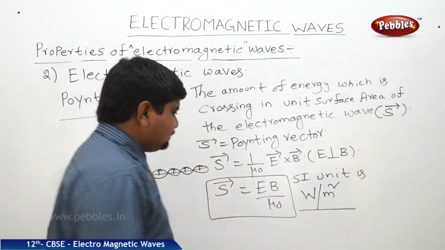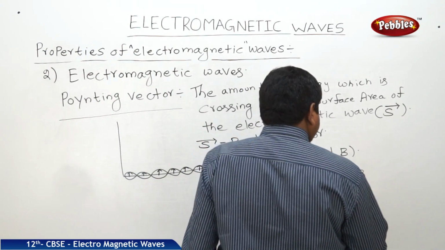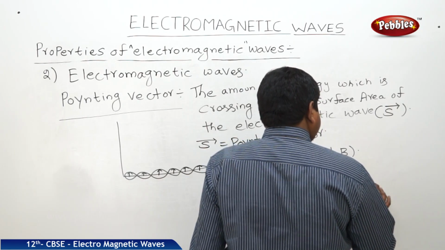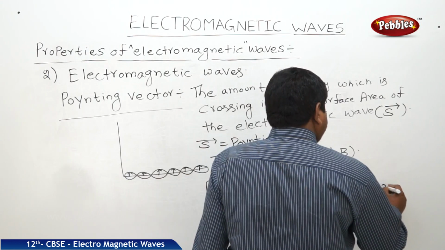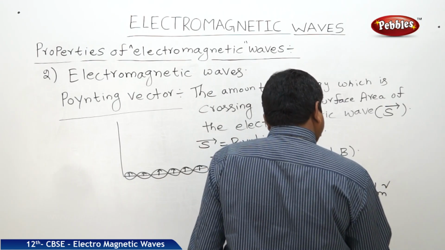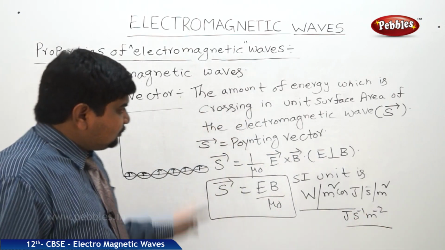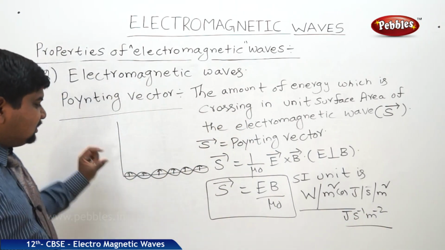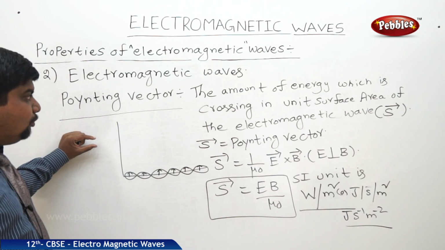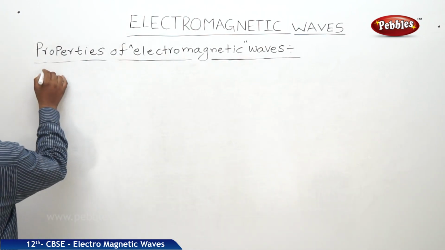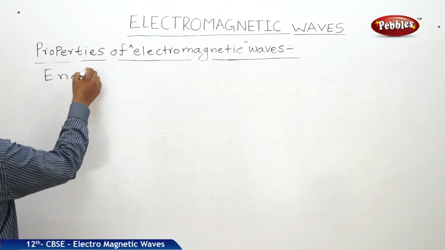Or we can write joule per second per meter square, or joule second minus 1 meter power minus 2. We can write like that also. So this is a small introduction and explanation about the Poynting vector. Now we are going to observe the energy density of the electromagnetic wave.